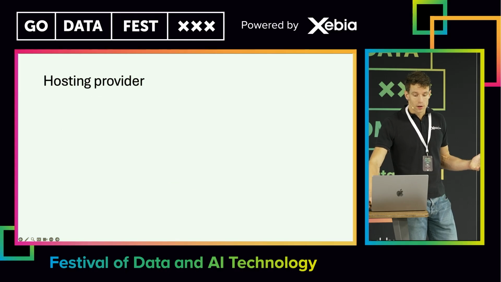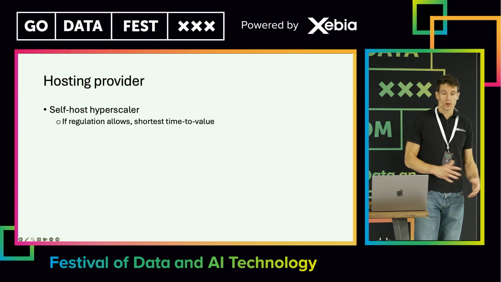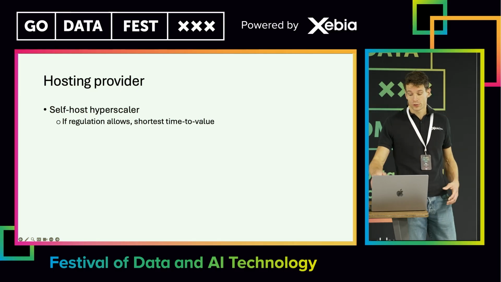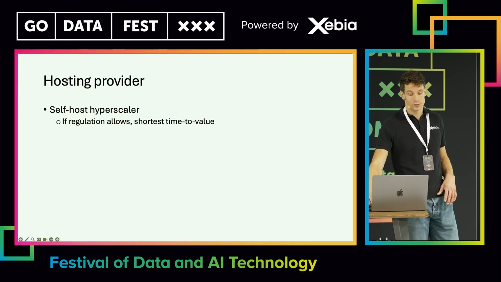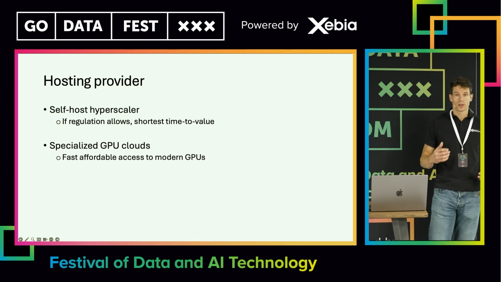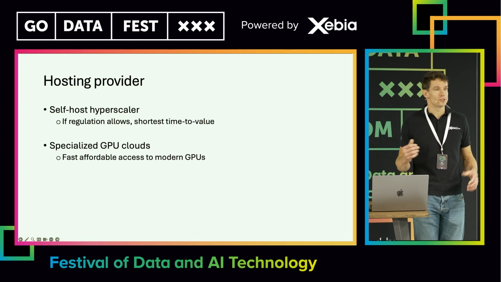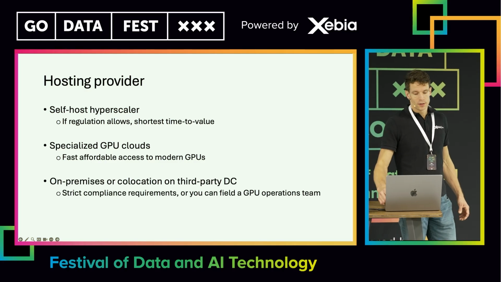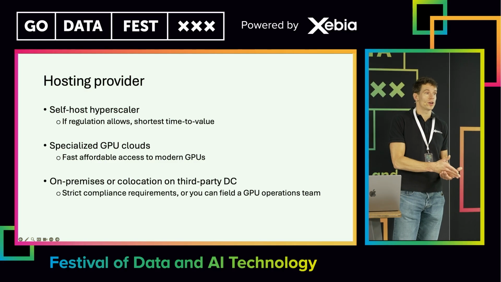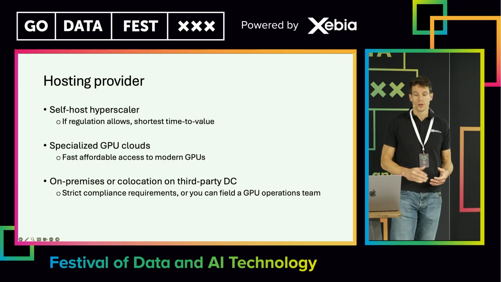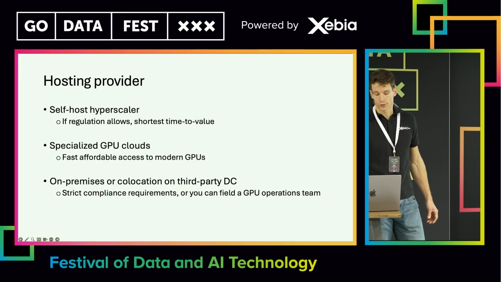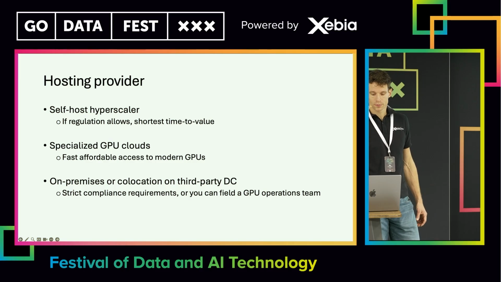So how do we roughly distinguish between them? Well, self-host on a hyperscaler if regulation allows you to. It's your shortest time to value, easiest to set up. Then, if things become too expensive, consider moving to a specialized GPU cloud. And only if you need full control, either to push the most performance out of your resources, or you have strict compliance requirements, then buy the hardware yourself and host it yourself.